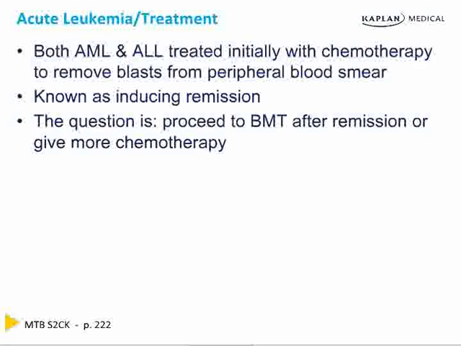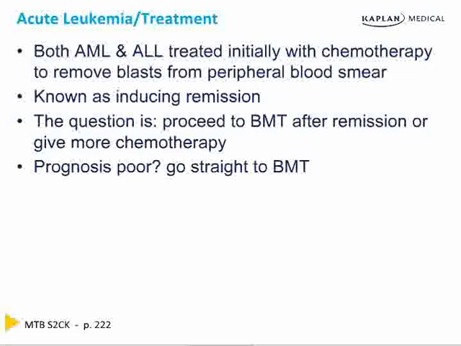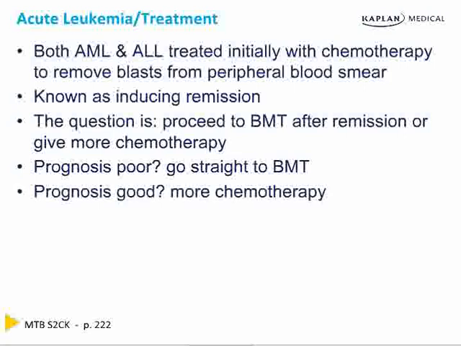So would you subject yourself to a bone marrow transplant if you went into remission, or wait for more chemo? The answer is, if your prognosis is poor, in other words, you're going to recur, it's going to come back, you should go straight to bone marrow transplant. If your prognosis is good, meaning yours isn't going to come back, you've got a 95% chance that it's going to stay in remission, then just keep chemotherapy.